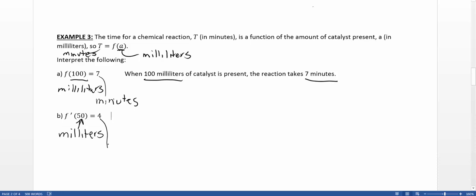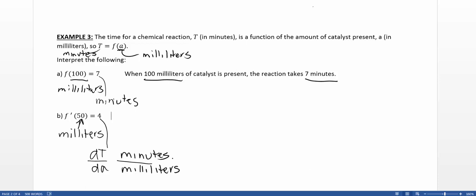So here, because I'm doing the derivative, I can use Leibnitz notation to think about what the units are going to be. So the derivative of capital T over dA, with respect to A. So the derivative of time with respect to milliliters. So here, my T is in minutes, and my independent variable is in milliliters. So the units of 4 are minutes per milliliter. So what does that mean?